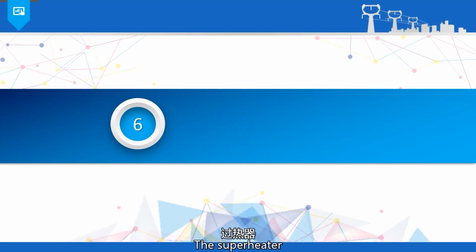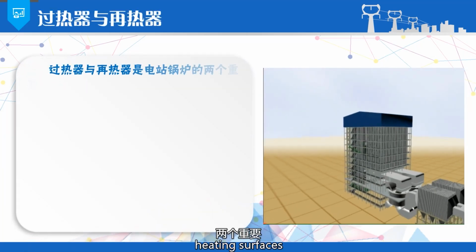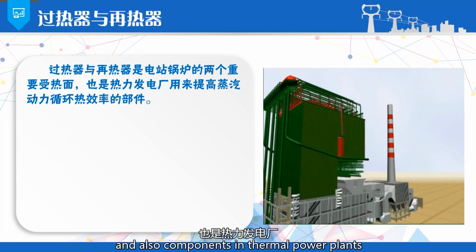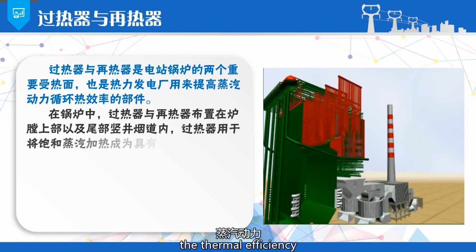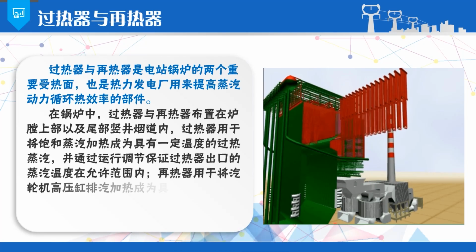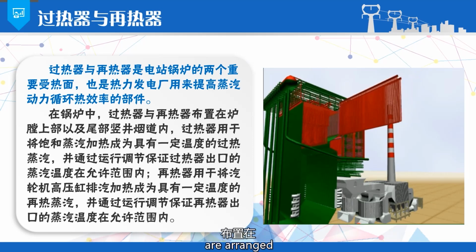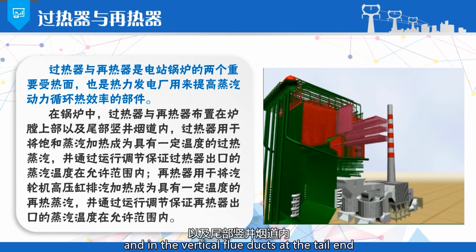The superheater and reheater are two important heating surfaces of power station boilers, and also components in thermal power plants used to improve the thermal efficiency of the steam power cycle. In the boiler, the superheater and reheater are arranged in the upper part of the furnace, and in the vertical flow ducts at the tail end.